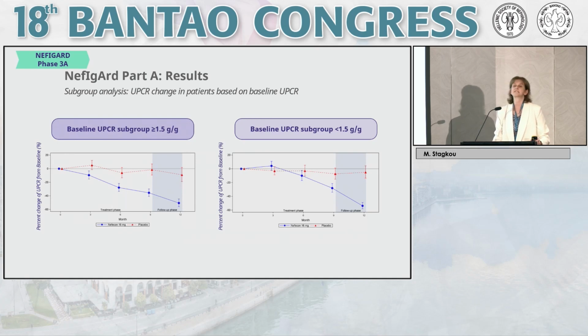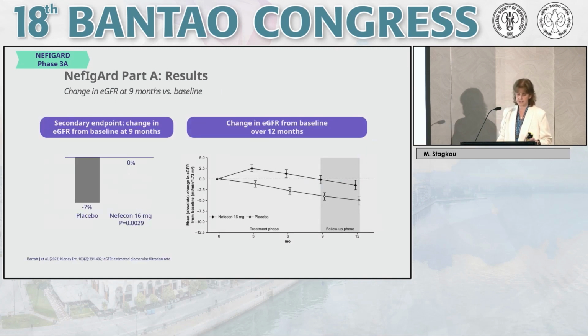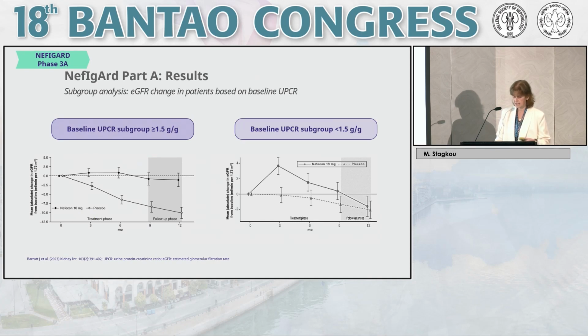When they did a subgroup analysis of patients with more than 1.5 grams of proteinuria and less than 1.5 grams of proteinuria, they found that there was a similar result in proteinuria levels, and also an increase in GFR, a beneficial effect in renal function, which was noticed during the 9 months treatment, and then stayed stable for the other 3 months. And again, the subgroup analysis for those who had more than 1.5 and less than 1.5 proteinuria were similar.